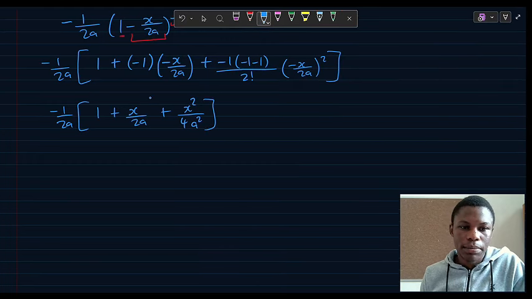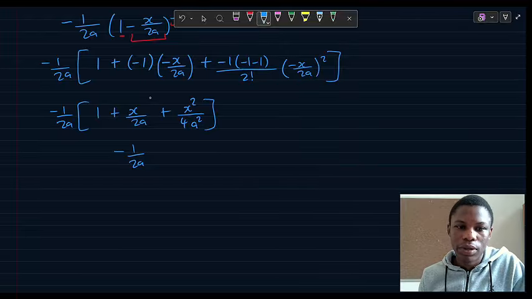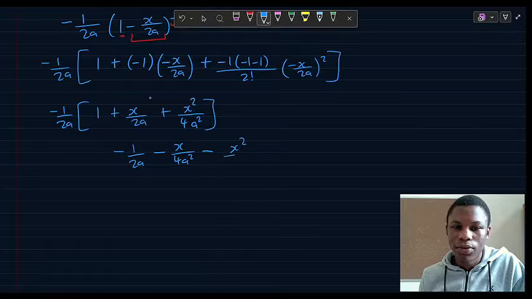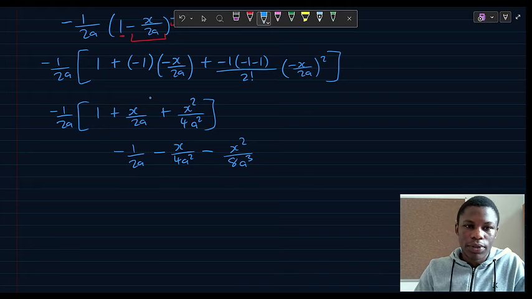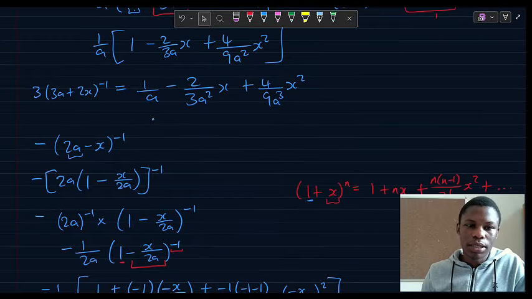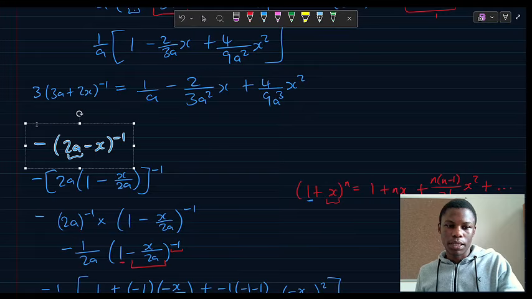And let us expand this. So multiply through by negative 1 over 2a. Negative 1 over 2a times 1 is negative 1 over 2a. Negative 1 over 2a times x over 2a gives us negative x over, that's 2a squared, so 4a squared. And then this becomes negative x squared over 4 times 2 is 8. A squared times a is a cubed. And all of this is the expansion of this bit here.